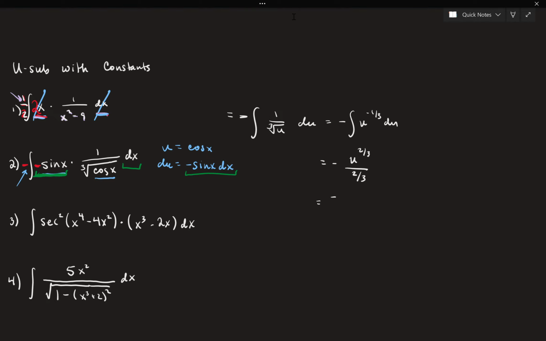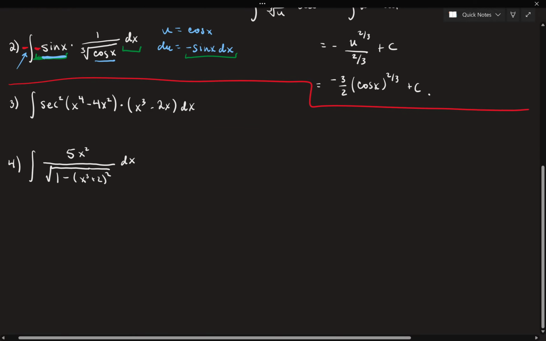That's going to be negative, I'll throw that 2/3 into 3/2. U to the 2/3 becomes cosine x to the 2/3, because that's my u. That's my answer. I'll go ahead and sector that off. Let's do the third one.